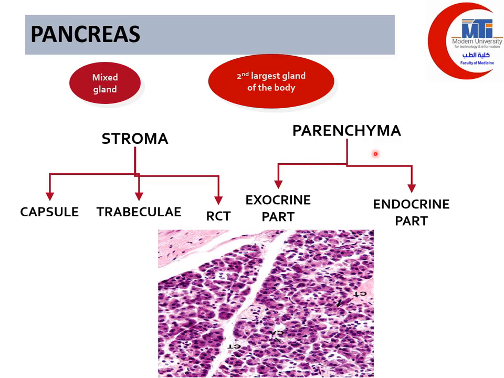Then the parenchyma of the pancreas is formed of an exocrine part and an endocrine part. The exocrine part is formed of acini and ducts, which secrete enzymes in these ducts to reach the duodenum to help in digestion. And the endocrine part is formed of islets of Langerhans, which secrete hormones directly into the blood through fenestrated blood capillaries.